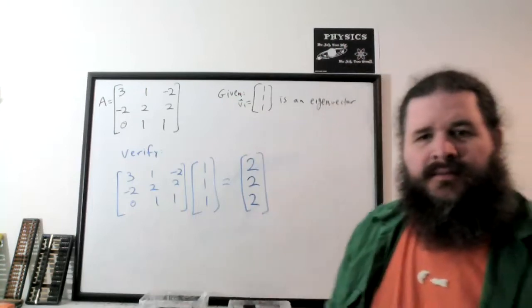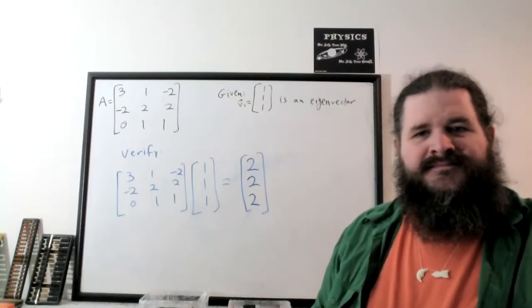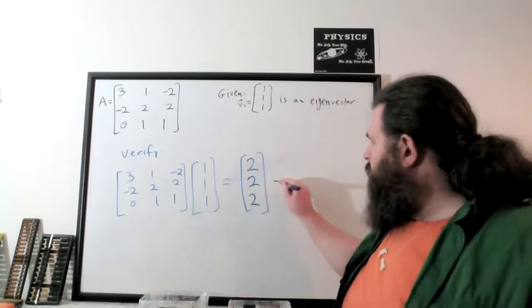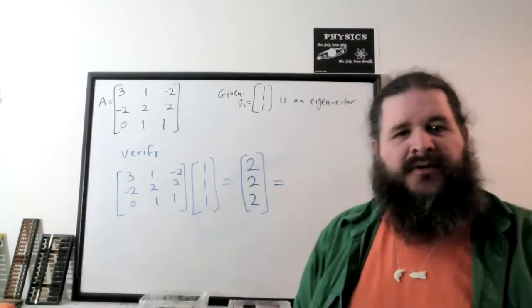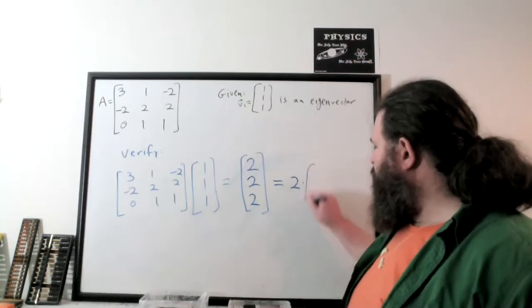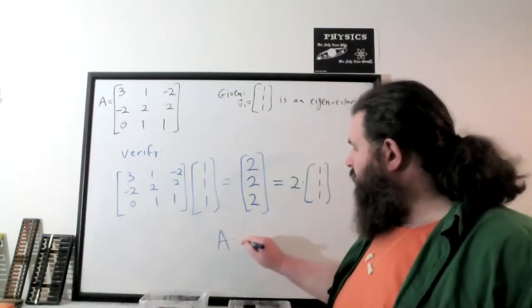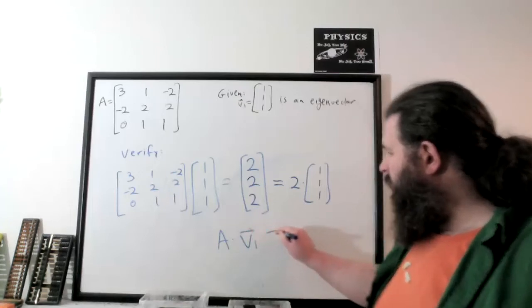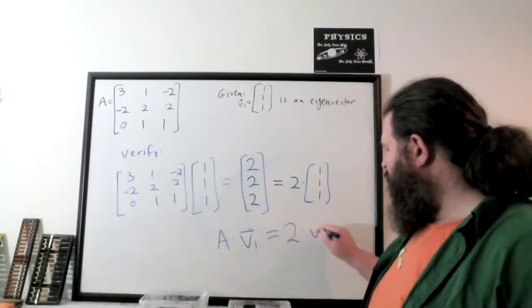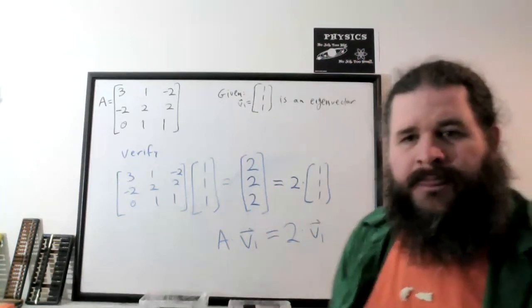Does that look like a scalar multiple of the original vector? Yeah. In fact, what is the scalar multiplier here? Right, this is just 2 times the original vector. So we've just shown that matrix A times this vector, I'm going to call this V1, is equal to 2 times V1. So 2, that scalar multiplier, is the eigenvalue.